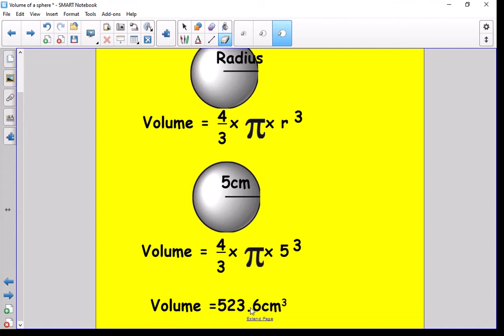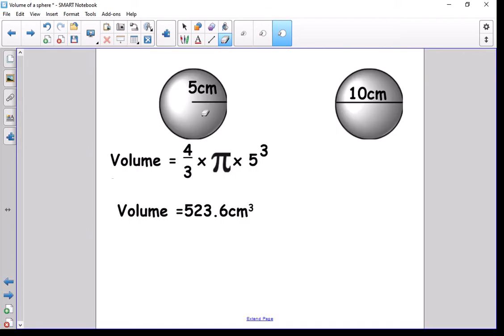Okay, once you've worked all that out, you should have a volume of 523.6 centimeters cubed. Let's just look at some ways questions will vary. For example, they might give you the sphere here and tell you that the diameter is 10 centimeters. So look very carefully, that's all the way across, whereas the radius is from the center to the surface. So pause, have a go at finding the volume of this sphere. When you're ready, unpause.